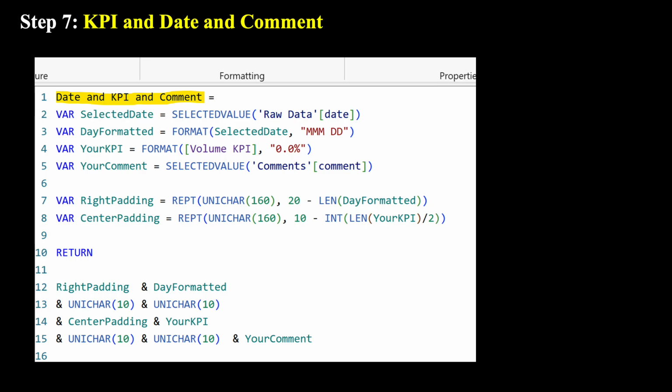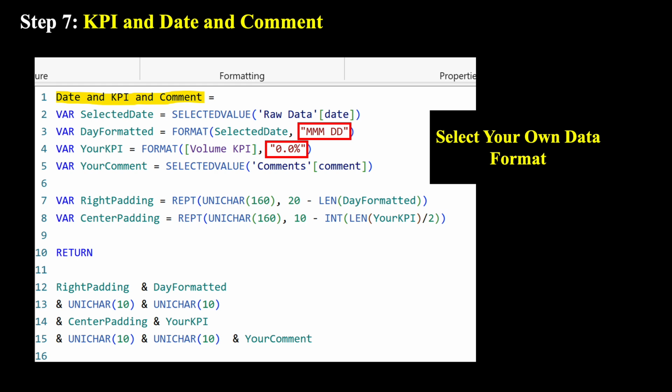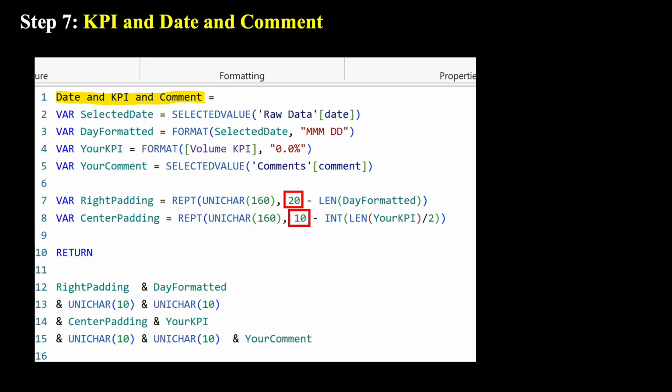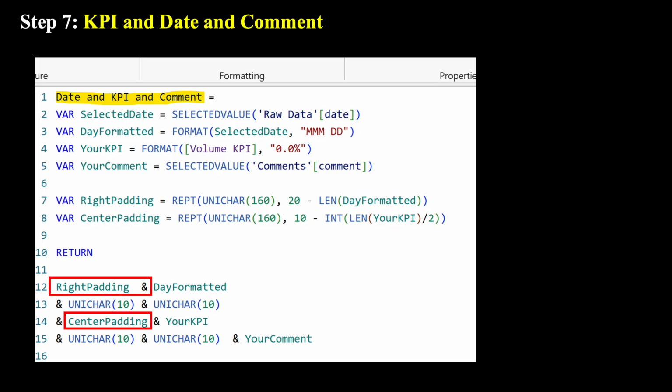Now as a recap, here are all the formulas for this measure. In summary, make sure you replace those three sections with your own columns and KPI measures. Then select your own formats to display dates and KPI numbers, and do not change unichar 160, and maybe change the 20 and 10 to 22 or 12. And do not change the formulas right there, please leave them as they are. And finally, you can change the red padding to center padding or vice versa.